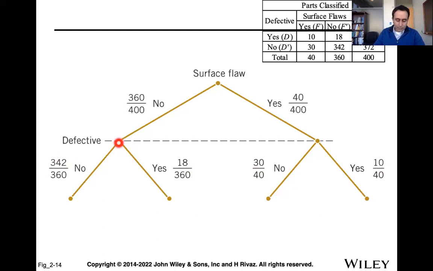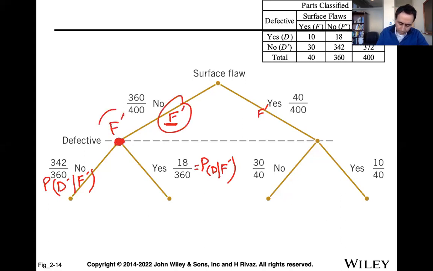So when we are at this node, it means that we don't have a surface flaw, right? So here it means F prime, and here it means F, right? So this node means that we already don't have a flaw. We are sure about that, right? So this number that you see here is not the probability of D prime. This number is the probability of D prime given F prime, right? And this number similarly is the probability of D given F prime, right? Because this node means that F prime already happened, right? That's very, very important.